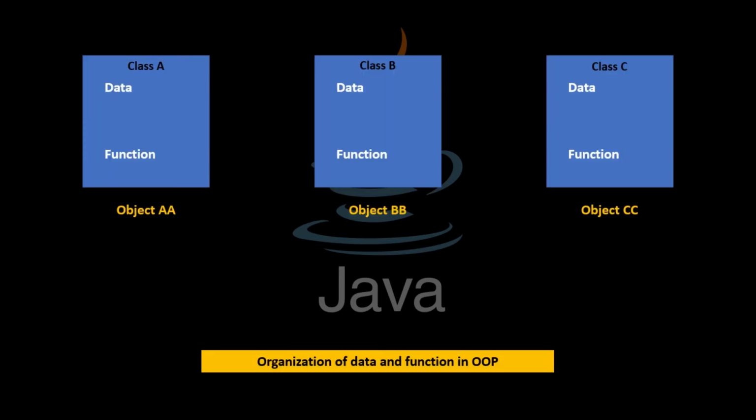Now see, this is the organization of data and function in object-oriented programming. Here, as you can see, it is a class, and it contains data and functions. And this is the object of this class A. So some questions which may arise in your mind are: what is a class and what is an object?